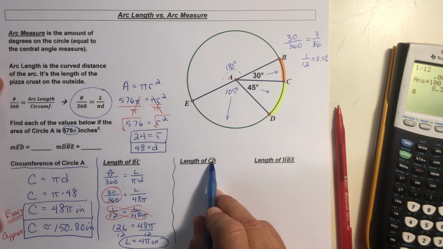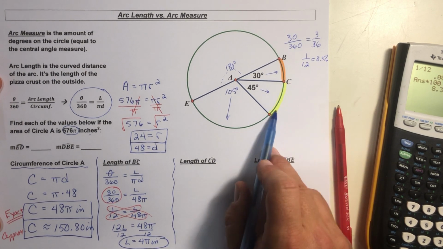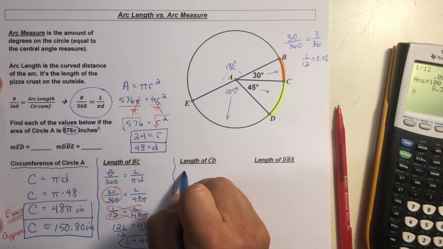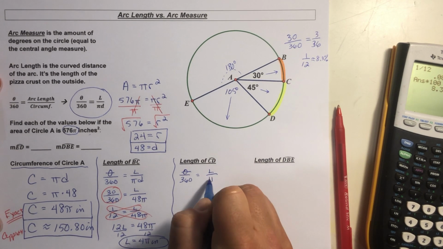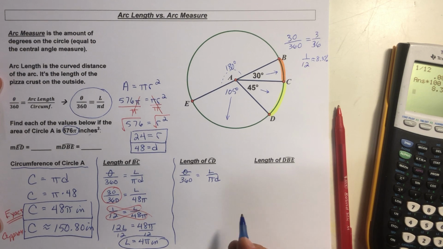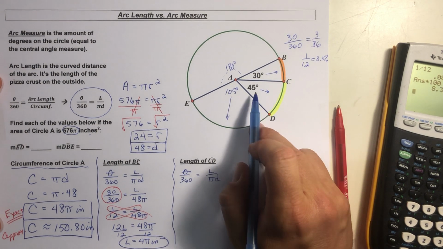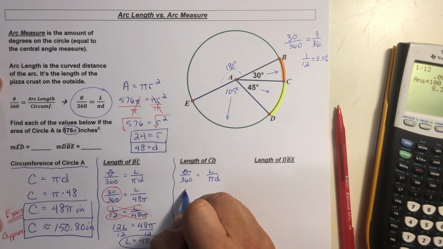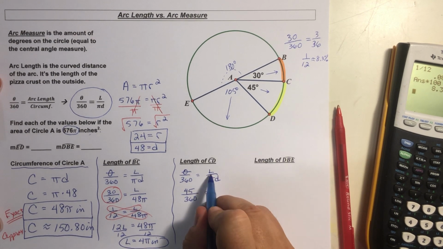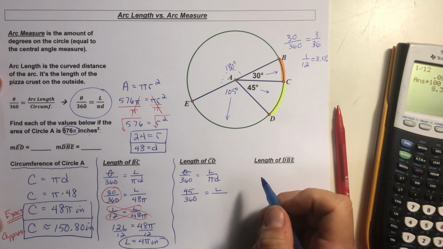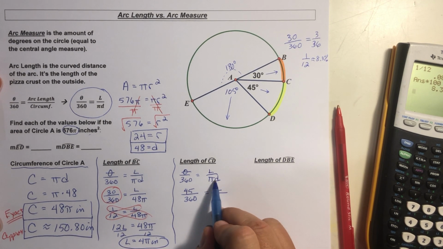The length of arc CD. Arc CD I have highlighted in yellow. Let's speed this up a little bit. Again, theta is to 360 as arc length is to pi d. All right, do I know theta? Do I know my angle measures? Yes, I do, right? I have 45 is to 360 as arc length, I don't know it, so I'm going to leave it as a variable, is to the total distance around.